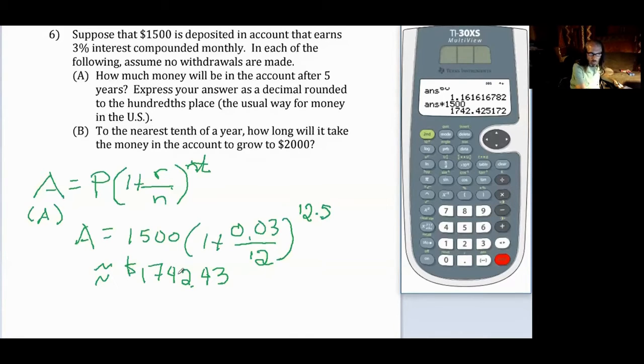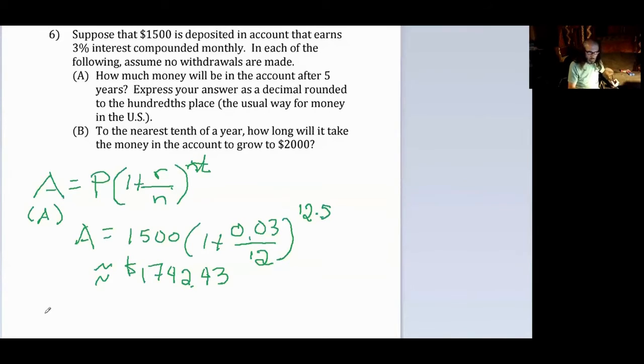Now notice in this next one that we're asked how long would it take the money to grow to $2,000. That's more than this. It's more than our answer to part B. So this time we've got a value for A. And we don't know what T is.